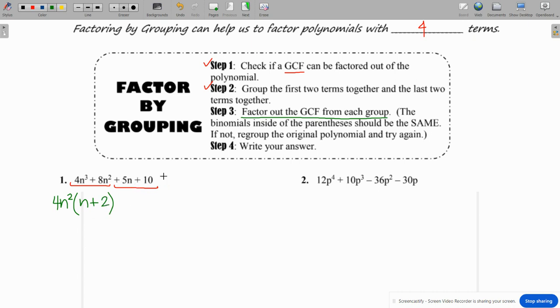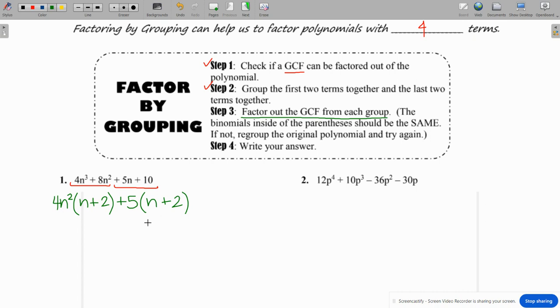Now, if I do the same thing over here, 5n plus 10, the GCF there is a positive 5. So I'm going to write plus 5. And then in these parentheses, 5 times what is 5n? That's going to be n. And 5 times what is 10? That's going to be plus 2.